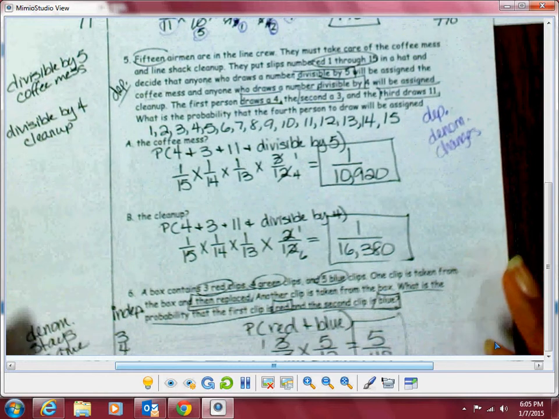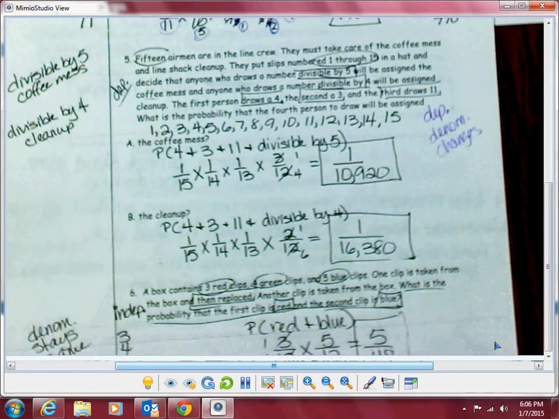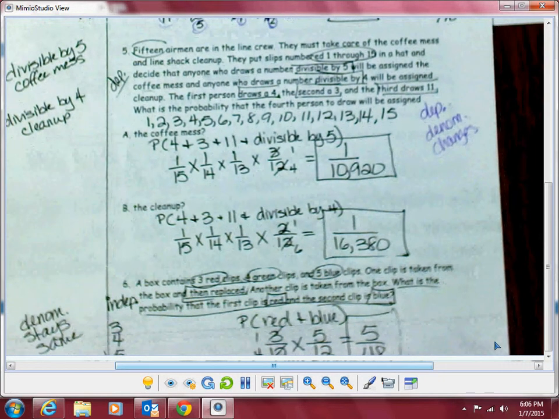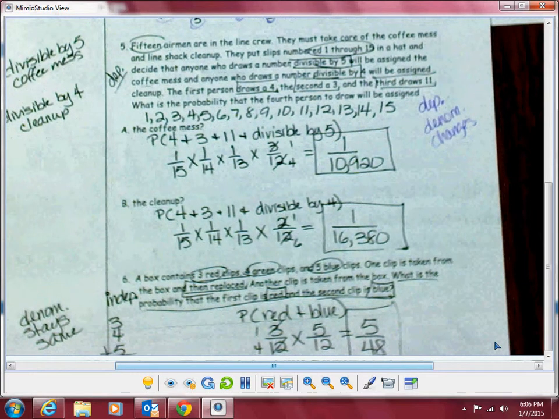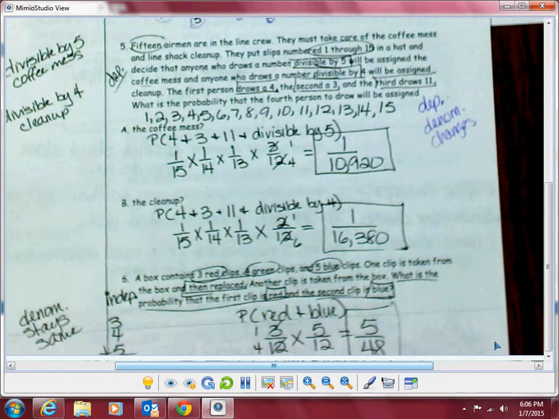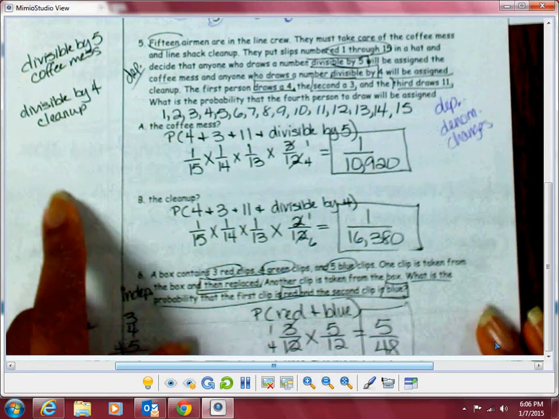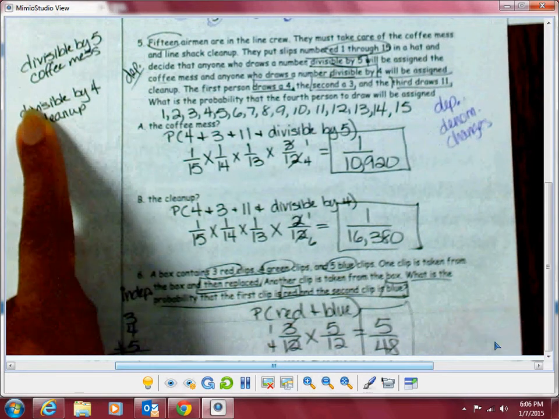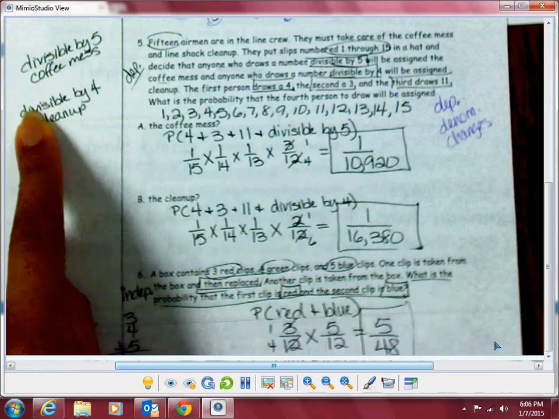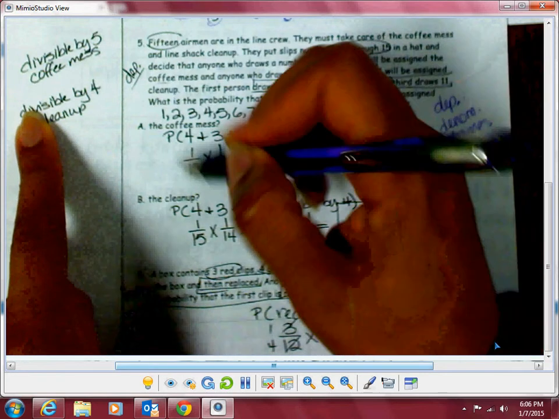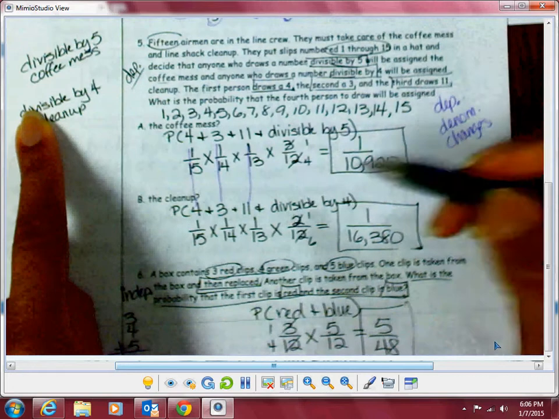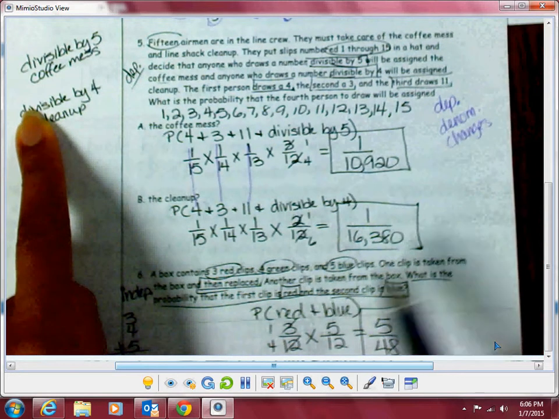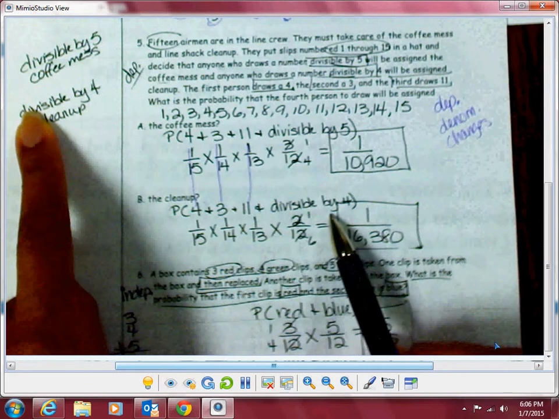Part B, we wanted the fourth person to get the cleanup. So that means the first 3 people did the same exact thing again. But now we're trying to get the fourth person to get the cleanup. And remember, cleanup said it's divisible by 4. So that's why the first 3 you see are the same, but the fourth one changed to divisible by 4.